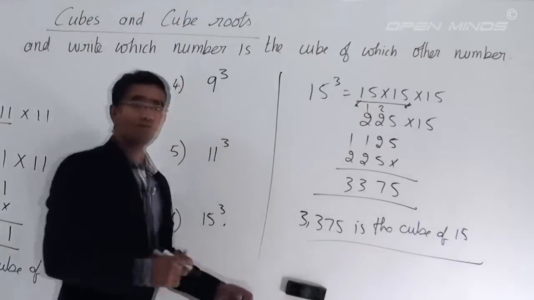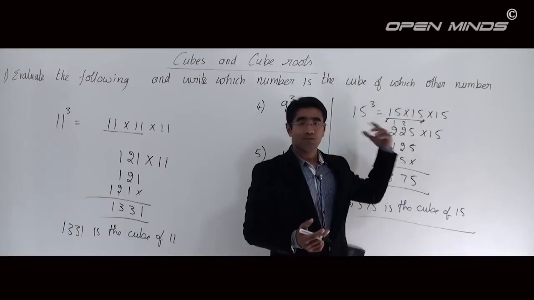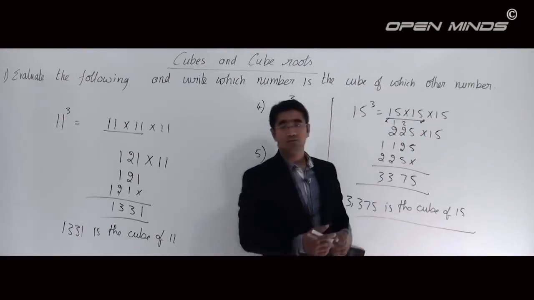So now we understand how to find the cube. Just take that number and multiply it twice by itself. We get it, and we can write it like this: this number is the cube of that number. That is it.